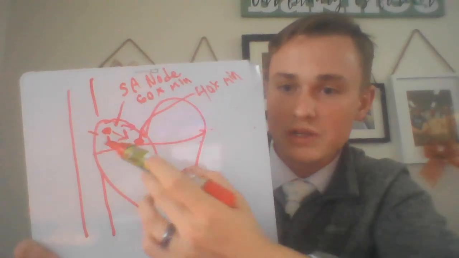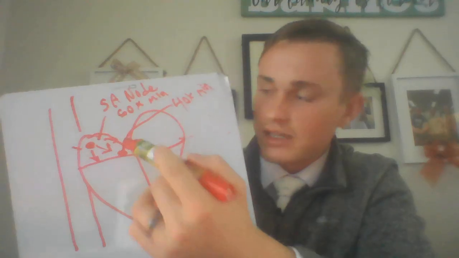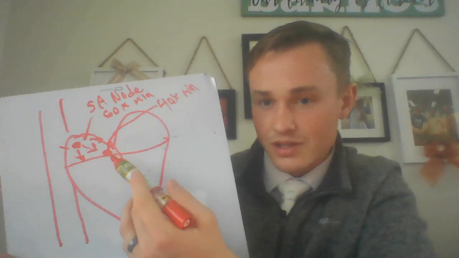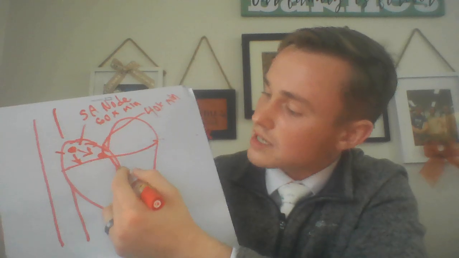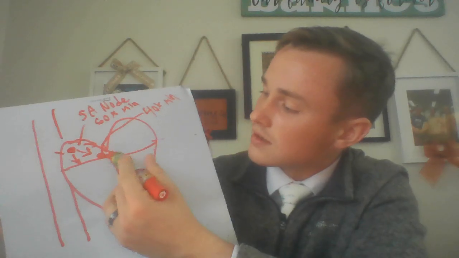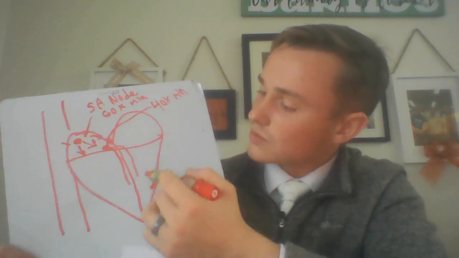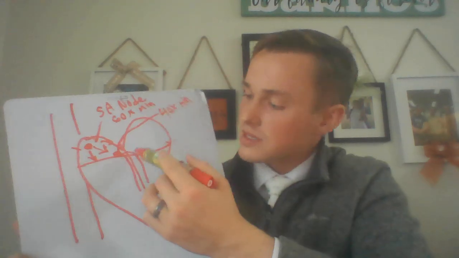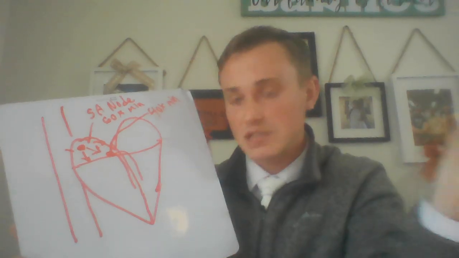So I have arrows pointing from our SA node, and they go in a diagonal direction, and our depolarization ends right here at around the AV node. The AV node then has two sets of branches that go down. One goes down on the side with the left ventricle, and one goes down on the side with the right ventricle. And these two branches are full of those pacemaker or autorhythmic cells.